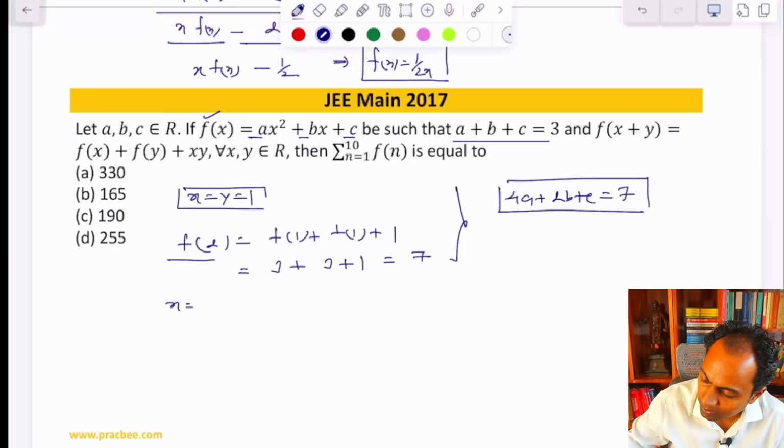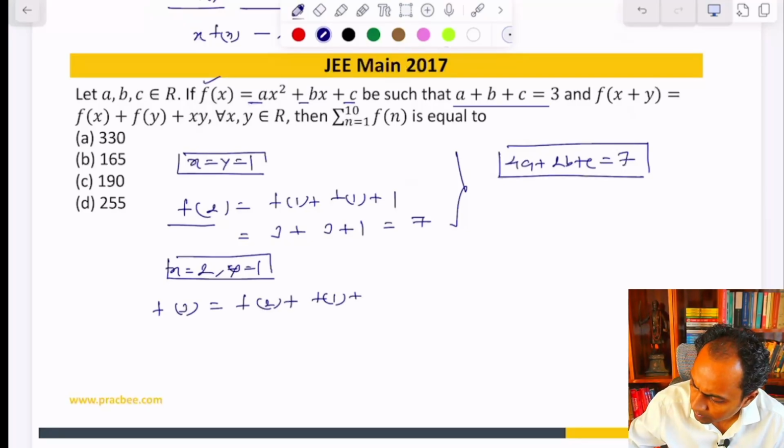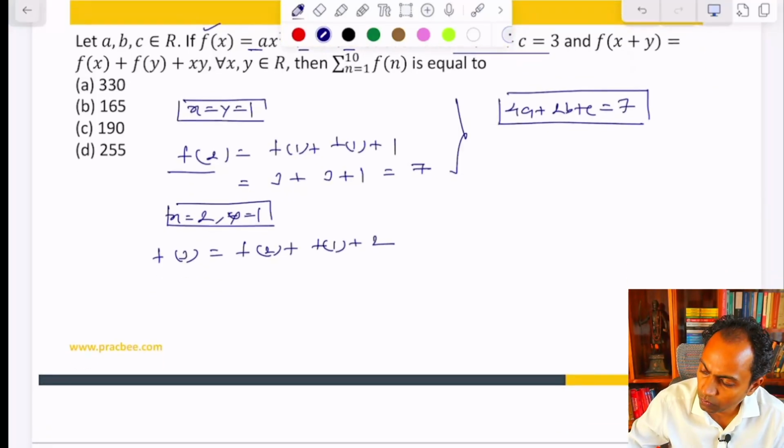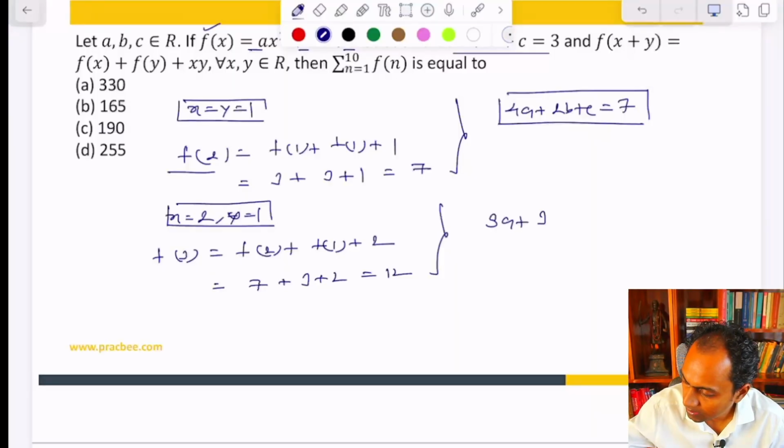Now, if I put the value of x as 2 and the value of y as 1 in the same equation that is given to me, what will happen is f of 3 would be equal to f of 2 plus f of 1 plus 2. Now, f of 2 we already figured out was 7. So, this is 7, this is 3, this is 2. It adds up to 12. Another way of saying this would be 9a plus 3b plus c is equal to 12.